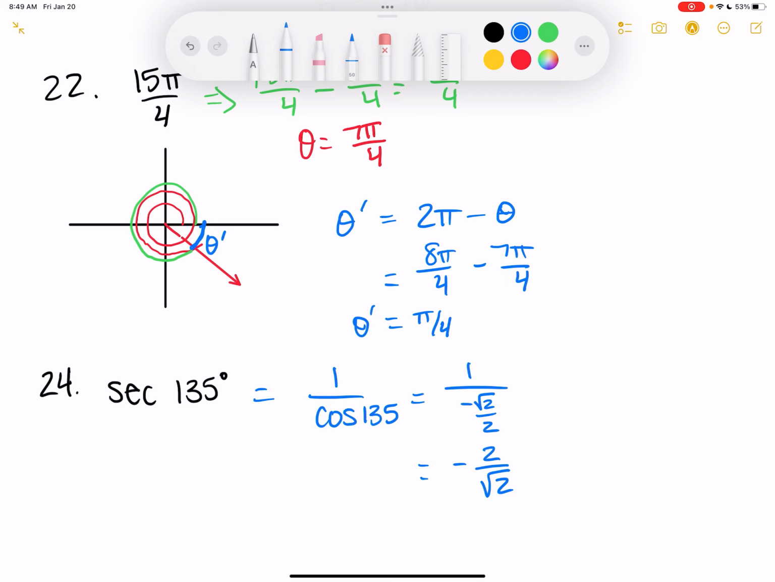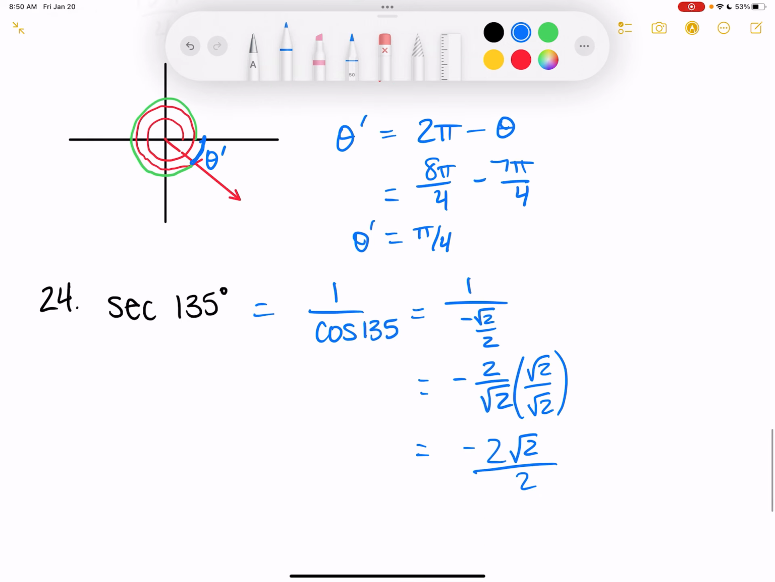So we have to multiply by the square root of 2 over the square root of 2, because we can't have a square root at the bottom. I'm just going to show these steps out really quick, but just know that you don't actually have to show this every time. This ends up being minus 2 square root of 2 over 2, which reduces to minus the square root of 2. But you could have gone straight from here to here if you saw it and wanted to do that.